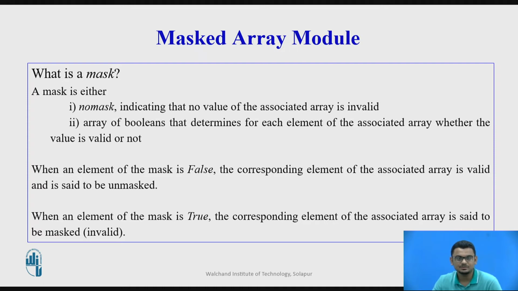When an element of the mask is false, the corresponding element of the associated array is valid and said to be unmasked. Whenever the value in the mask is true, it means that the value is masked and will not be considered for any operation on the array. When an element of the mask is true, the corresponding element of the associated array is said to be masked or invalid.